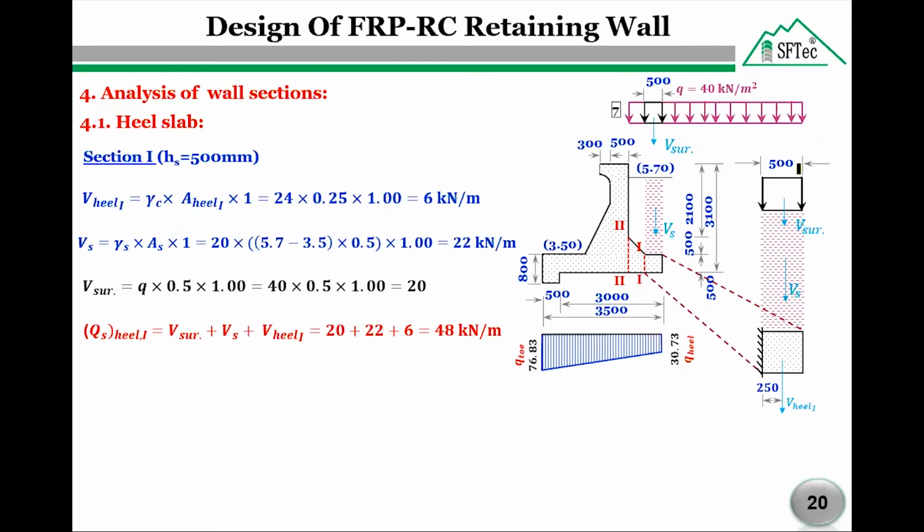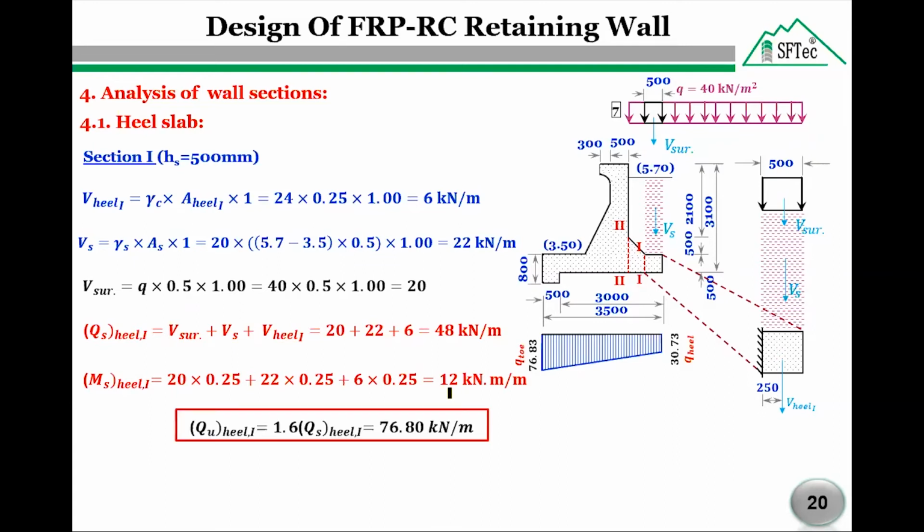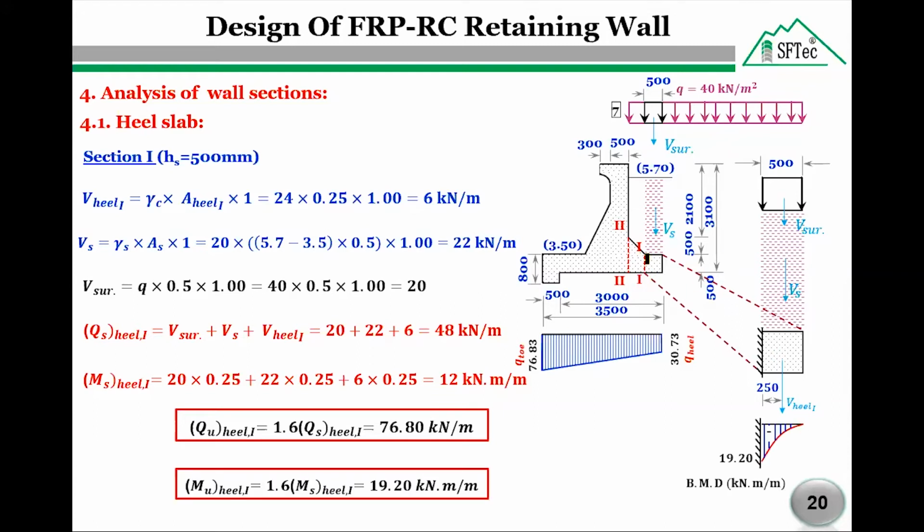The maximum shear force at the face of the heel slab equals the summation of V, of the vertical loads, due to surcharge, due to soil, due to heel weight, while the maximum moment due to these loads equals 12 kilonewton meter per meter. A factor of safety 1.6 is taken for calculating the maximum shear force for heel section 1-1 here. Also, the same factor of safety is taken for calculating the maximum bending moment. And as we see here, this is the final shape of the maximum factored bending moment.